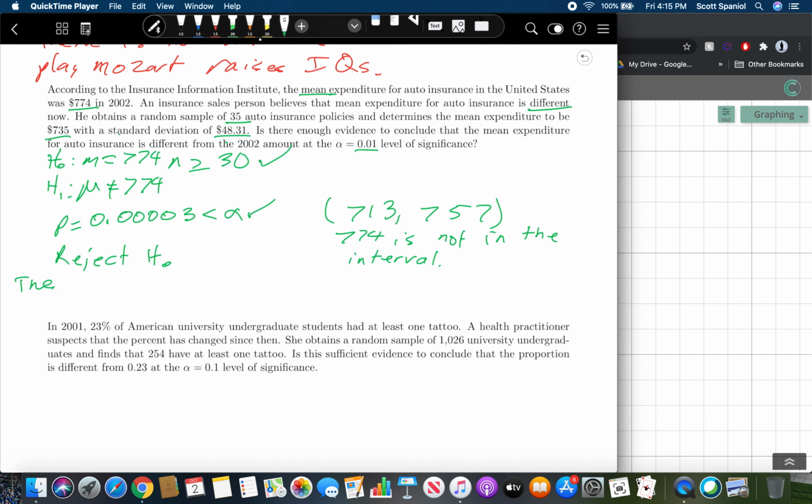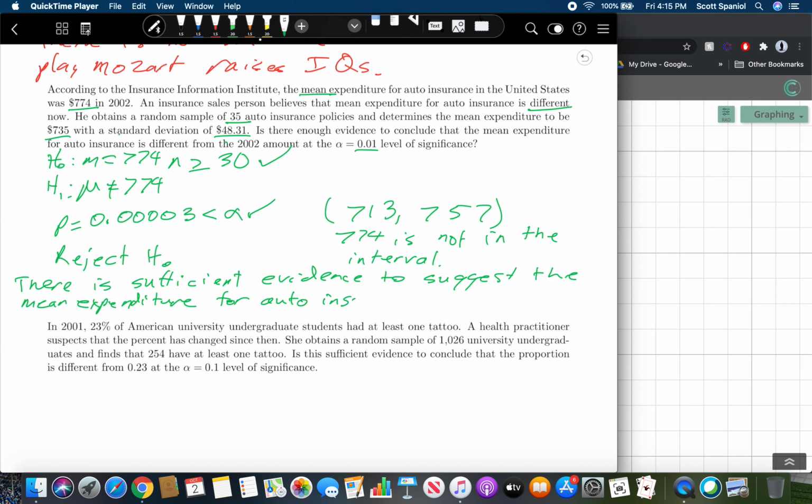So there is sufficient evidence to suggest the mean expenditure for auto insurance is different than 2002. Okay, so that's the idea there.